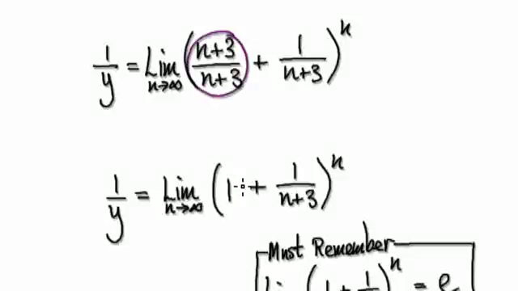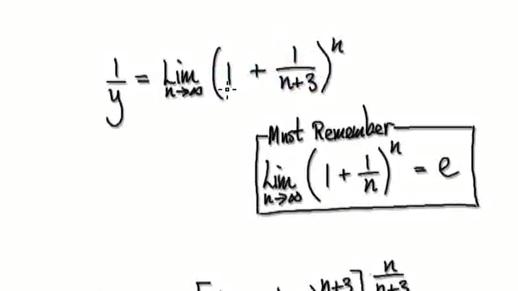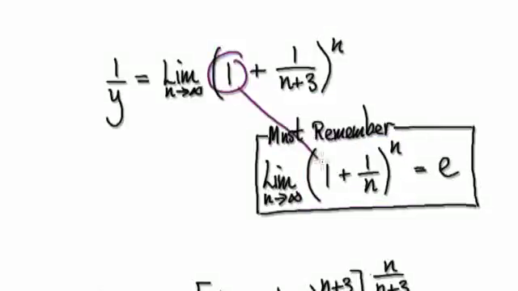So now this thing here is 1, and then this stays the same, and then you can see that this is very similar to this. It's very similar to this. You've got your 1 here, and then you've got your 1 over something here.